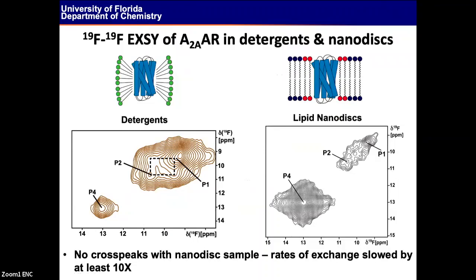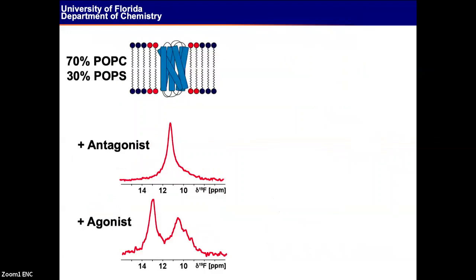This is also reflected in terms of change of conformational exchange rates. So if we compare here, these are 2D exchange spectroscopy experiments on the left. This is work that was done in detergent micelles where we see cross peaks between two of these states, indicating a rate of exchange faster than 10 per second. And those are completely absent when we go to our nanodisc environment, indicating that we have to have rates of exchange that are at least an order of magnitude slower within lipid bilayers.